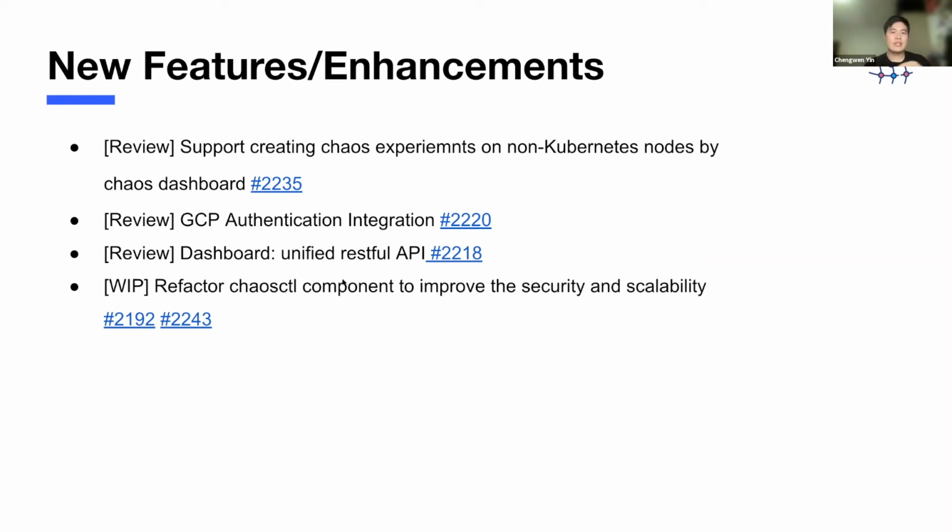During this month, we also did some refactoring work. First, we refactored the API of the chaos dashboard and unified the API in a RESTful style. We also refactored the chaos control component to improve security and scalability. This just prepares for improving the first recurring feature.